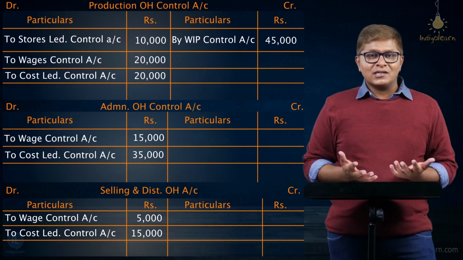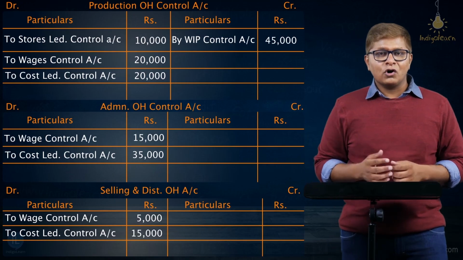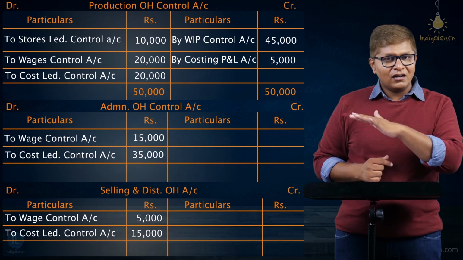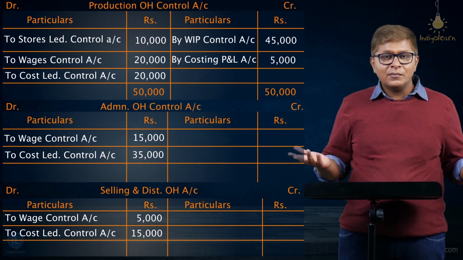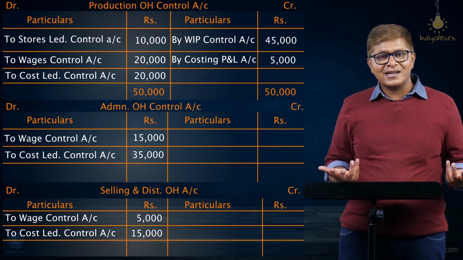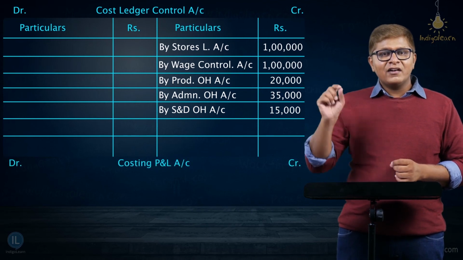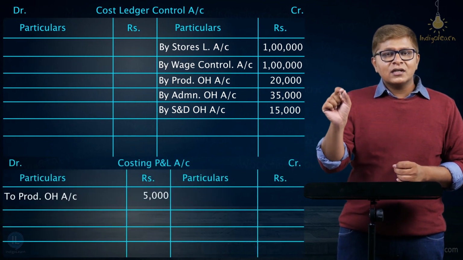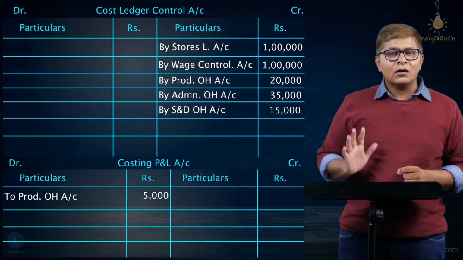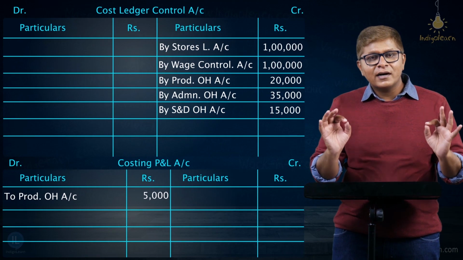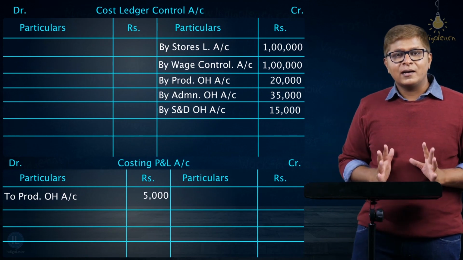Let's do the entry posting. In the production overhead control account, on the credit side, we will write by costing P&L 5,000 and close the account. And in the costing P&L, now we need to open a new statement, which is the costing P&L statement. On the debit side, we will have to production overhead control account rupees 5,000 being overheads under absorbed or unabsorbed.